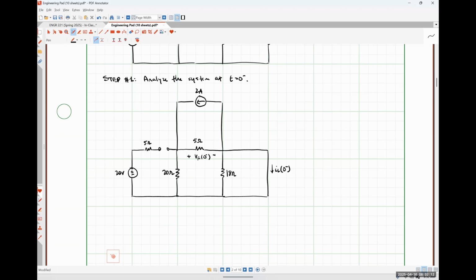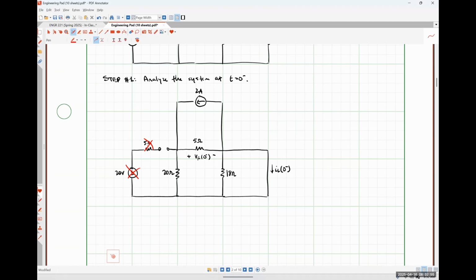So how might we analyze this circuit to find either of those two quantities? Mr. Maestri. So the 20-volt source and the 5 ohm resistor are literally going to do nothing. Absolutely. So we can literally just X those guys out. They're not going to have any influence on anything because that path isn't closed.